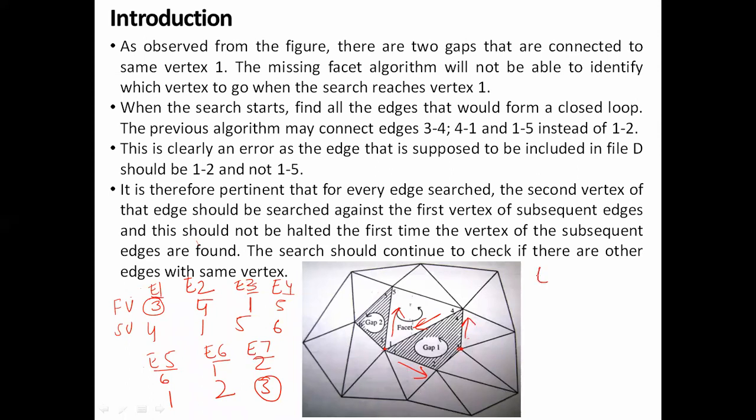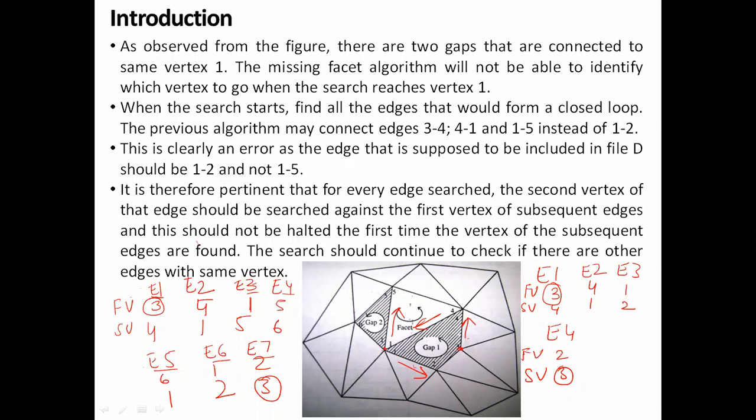But there is another option available with me. If I take 3, 4 as my edge 1, then edge 2 becomes 4, 1. Edge 3 becomes 1, 2, and edge 4 becomes 2, 3. So again, this loop is also complete. As you can see over here, the vertex number 3 is the first vertex of edge 1 and it is the second vertex of edge 4. That means the loop is complete.